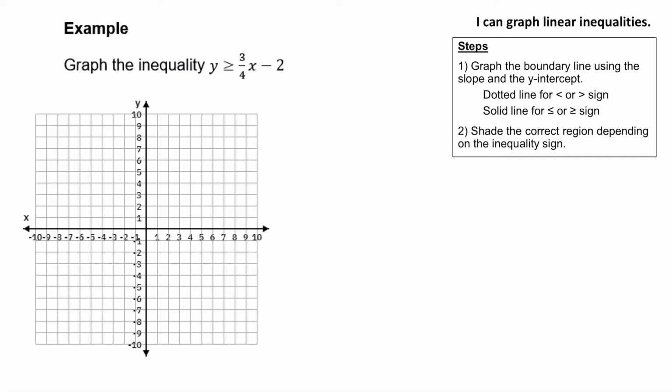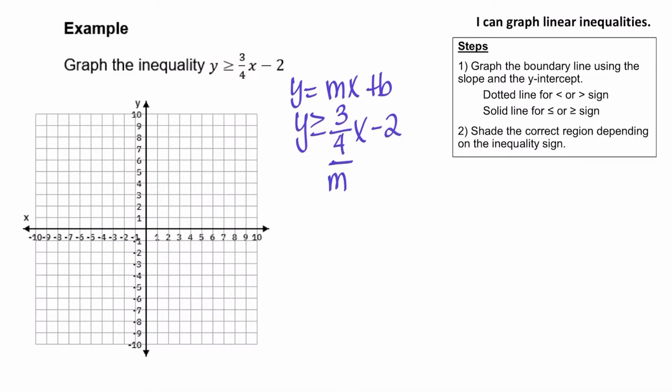So now let's graph the inequality y is greater than or equal to 3/4 x minus 2. Let's think about y equals mx plus b. In this case, the value of m is 3 over 4, and the value of b is negative 2. That means I have a y-intercept at (0, negative 2), so I'm going to plot that first point.